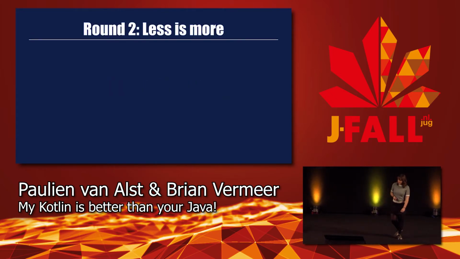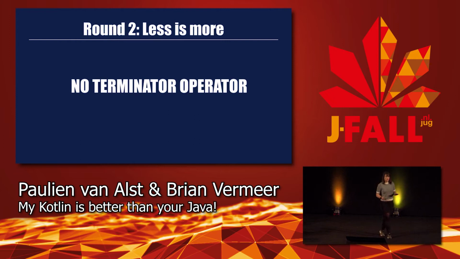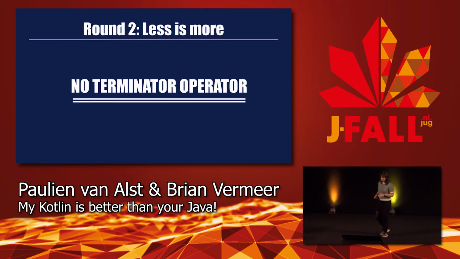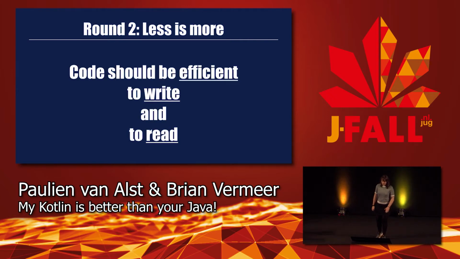And last but not least, this is a very important one. Although it is very small: no terminator operator. The semicolon that you sometimes seem to forget, and then you're debugging all along, or it's not compiling, you don't understand why. You can leave that behind. That's the biggest boilerplate code that we have. I stated it a few times, but code should be efficient to write. We're most of the time writing it once or twice, but it should be much more efficient to read. And you will achieve that with Kotlin.